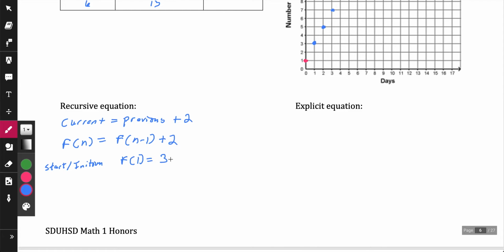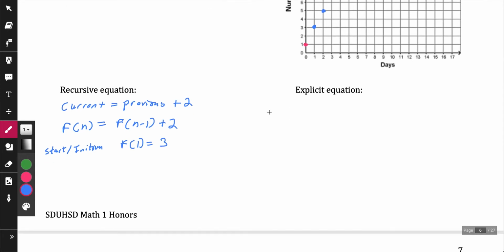And now I need to look at my explicit one. Explicit is basically our y equals mx plus b when we're doing an arithmetic, when we're adding the same value to the previous term to get to my current term. So to get to my current value, what I need to do is figure out what day I'm at, and I'm going to multiply that by 2. And what I'm going to do then is, since I didn't start at 0, I started on day 1, I need to go back a day, so I'm not over counting that. And on the initial day, what I'm doing is adding 3. I started off with 3, okay?